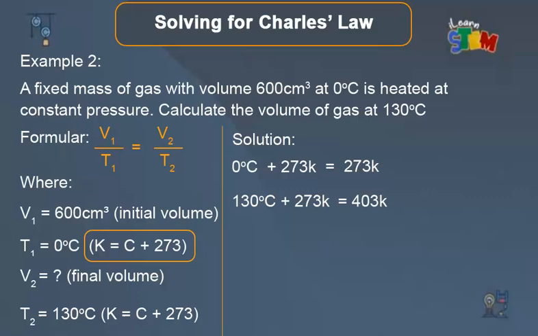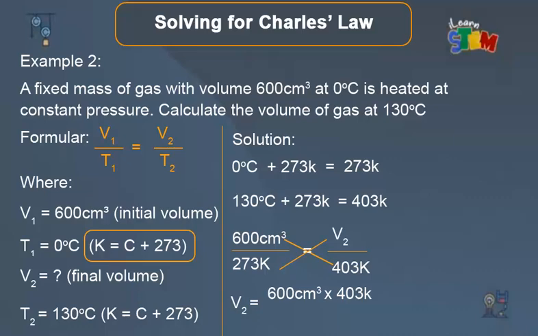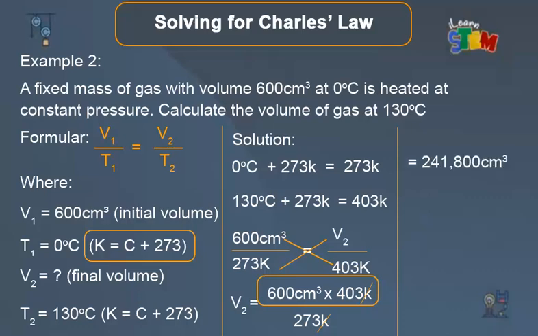Moving on, we substitute our values into the equation. V1, which is 600 centimeters cubed, all over 273 Kelvin, equals V2 all over 403 Kelvin. Now we solve for the final volume V2. Cross multiply. V2 equals 600 centimeters cubed times 403 Kelvin all over 273 Kelvin. Kelvin cancels each other out. V2 equals 600 times 403, which gives us 241,800. Divided by 273, that gives us 886 centimeters cubed.